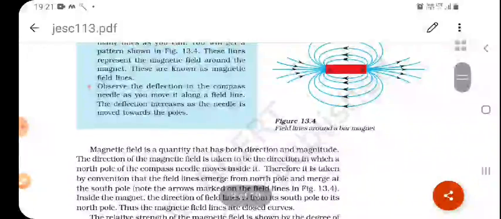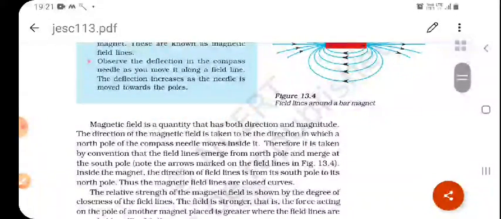Okay, and what is a magnetic field? Magnetic field is a quantity that has both direction and magnitude. And the direction of the magnetic field is taken to be the direction in which the north pole of a compass needle moves inside it. We will bring a compass needle here and see the deflection. Wherever the compass needle shows the north pole moving, that is the direction. So therefore it is taken by convention.